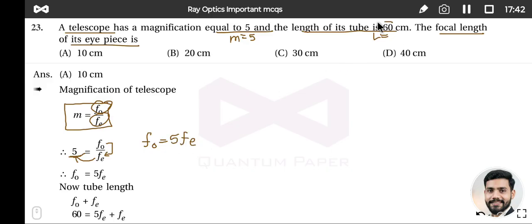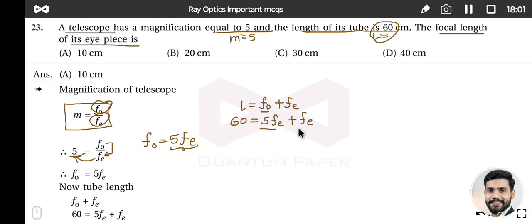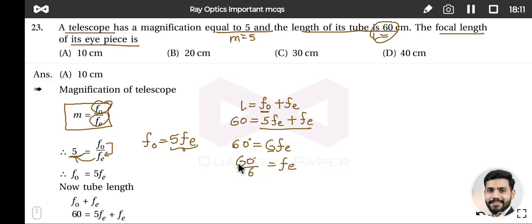Now we'll use the second length formula. The length of this telescope is given by L is equal to FO plus FE. So length is given 60. So 60 is equal to FO. The value of FO is 5 times FE, plus FE. So 5 FE plus FE, which is nothing but 6 times FE, is equal to 60. If we take this 6 in the denominator, 60 by 6 is equal to FE. That means 60 by 6, which is nothing but 10. So the focal length of the eyepiece is 10 centimeter. Look at the next question.